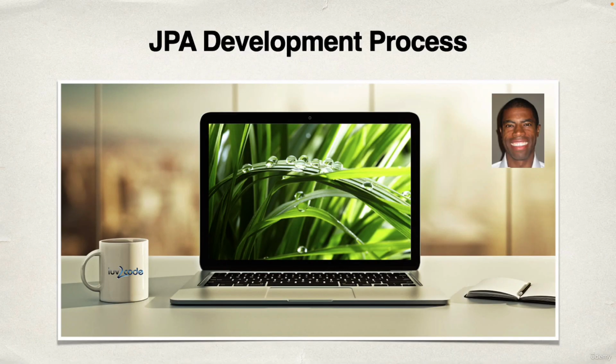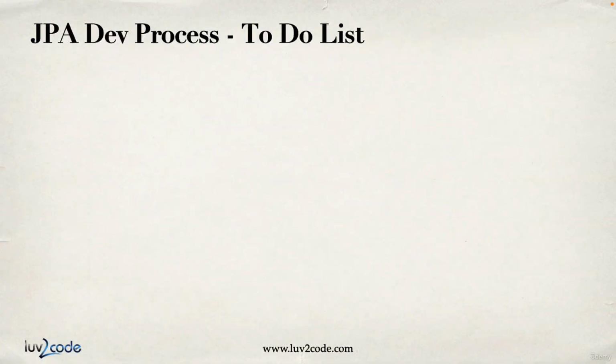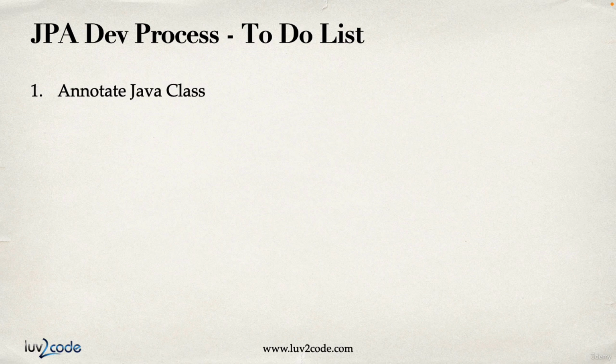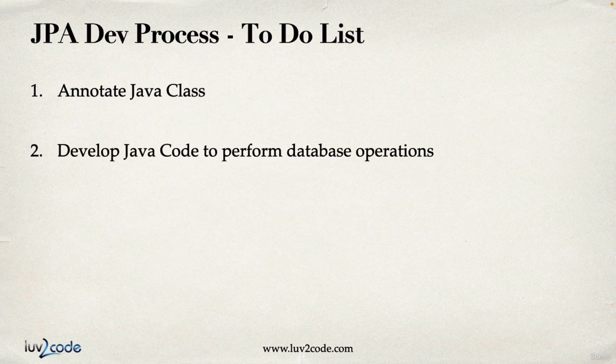In this video, we'll cover the JPA development process. Here's the JPA development process, our to-do list. The first thing we need to do is annotate the Java class, and then we need to develop the Java code to perform the database operations.